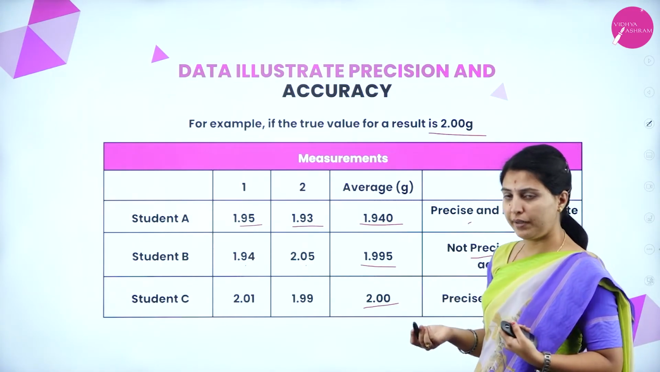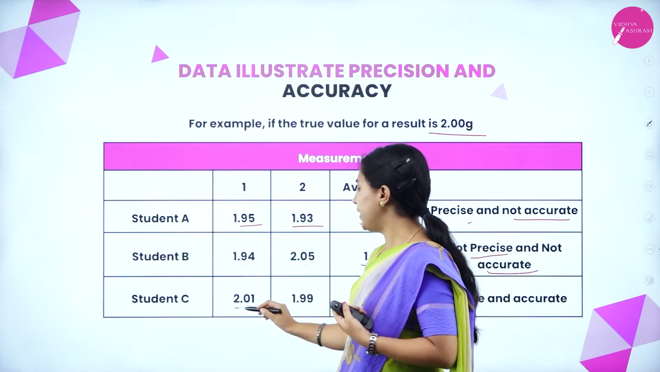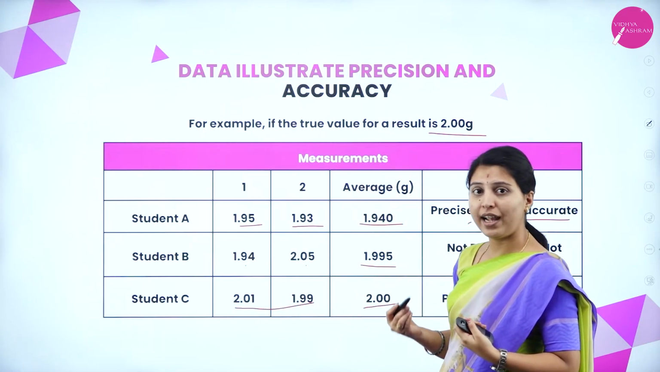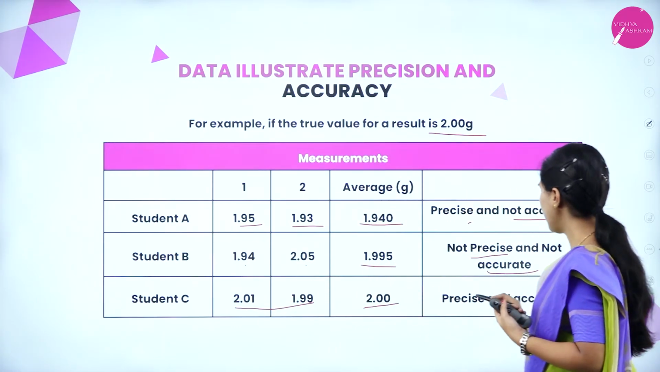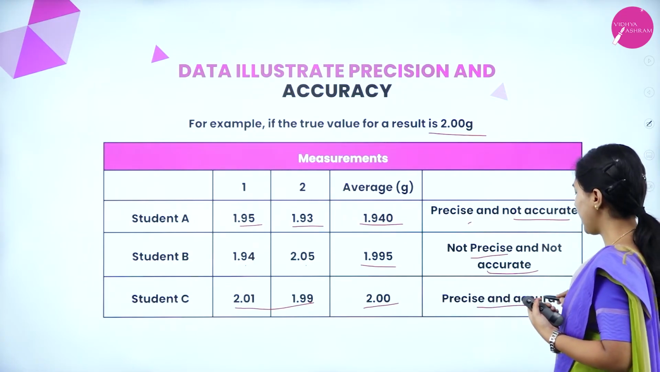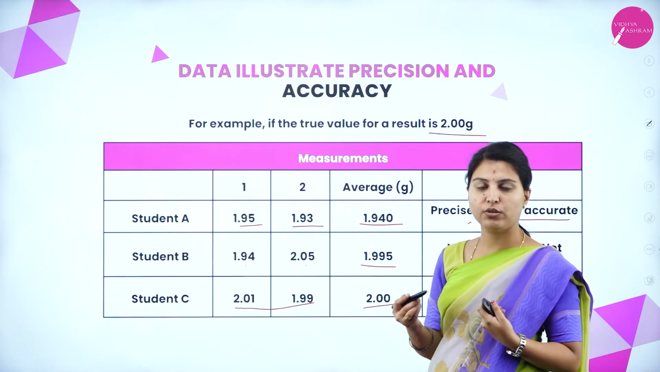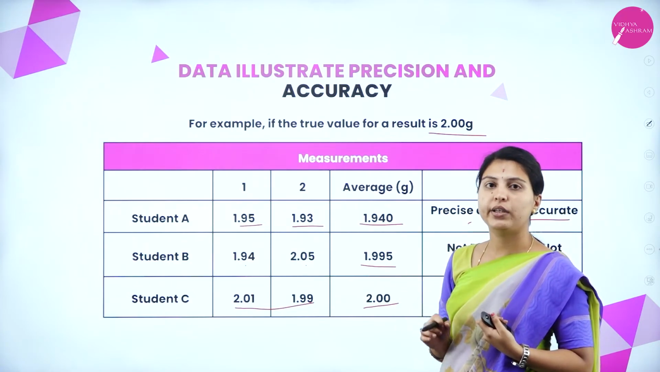What about student C? Have got the measurement. It is near to one another and near to the true value. That's why it is precise and accurate. The values are precise also, accurate also.